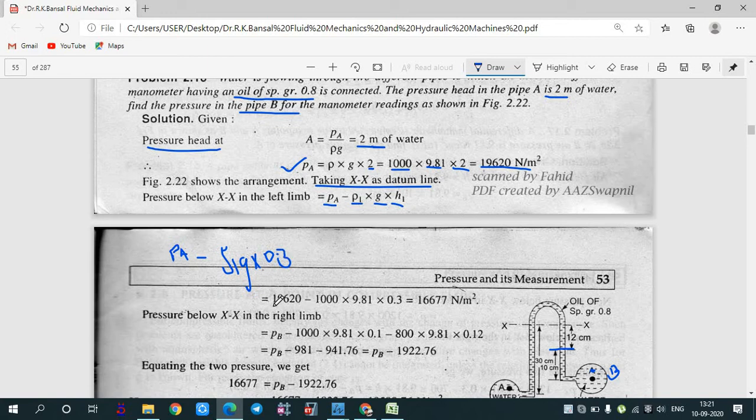So here we have put in the value of pressure at A. Pressure at A was 19620. Then rho 1, since it is water, will be 1000. G will be 9.81, and H is 0.3, okay. So the value is coming out to be 1667 Newton per meter square.